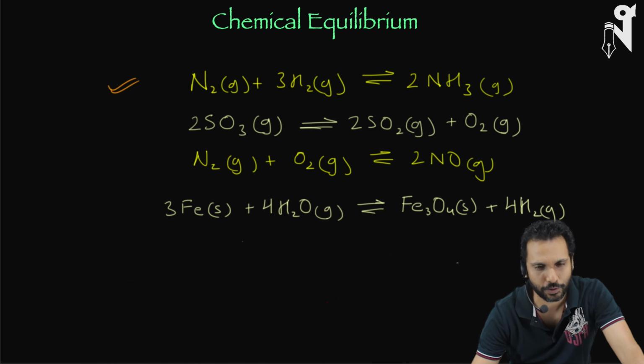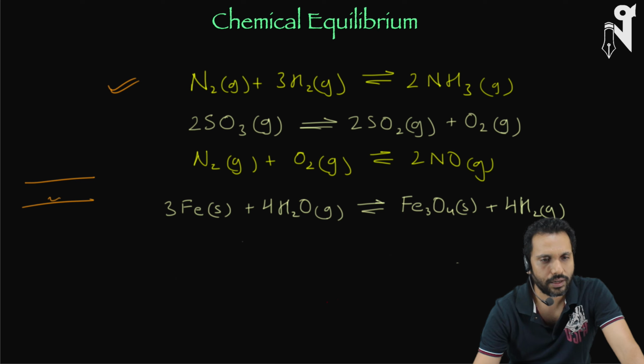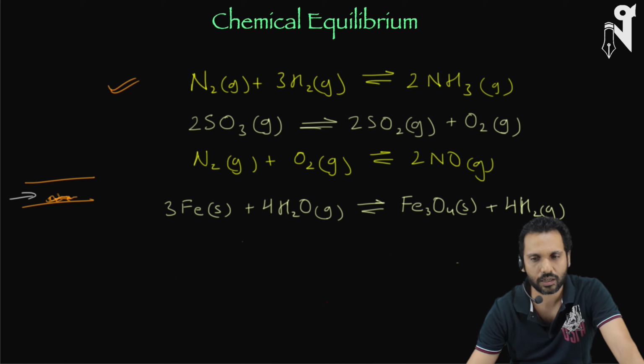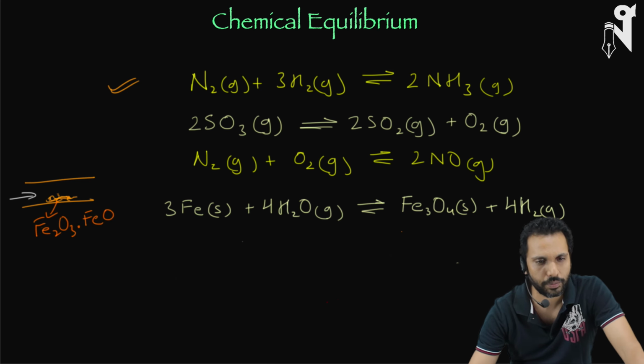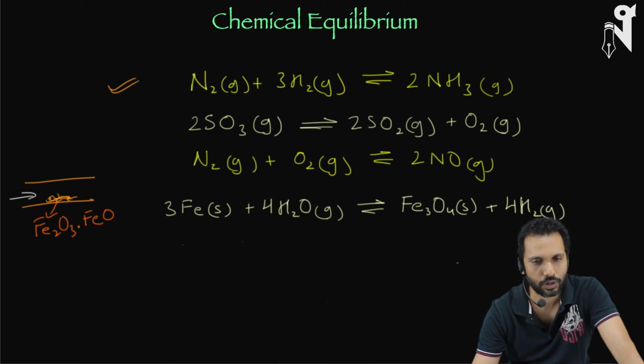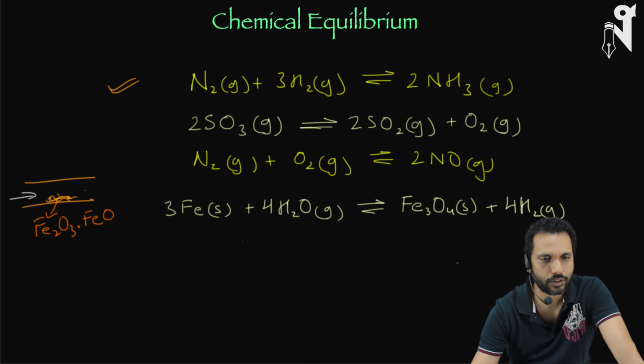If you would have done a reaction where you pass steam over iron in a tube, you keep iron and you pass steam over it. What happens? This iron gets converted to iron oxide, FeO, which is your Fe3O4. It becomes Fe3O4 and it releases hydrogen gas. You have H2 gas coming.